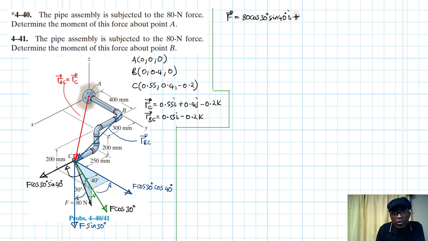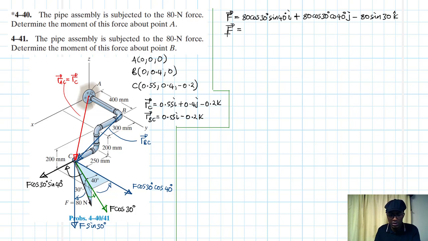Then in the y is also positive. It is 80 cos 30 cos 40. And then in the z-axis, it is negative 80 sine, forgotten to put a j there, then minus 80 sine 30 k.